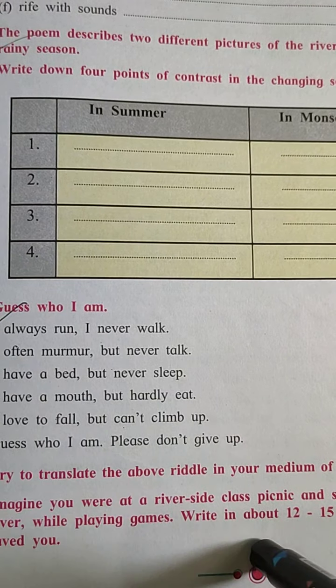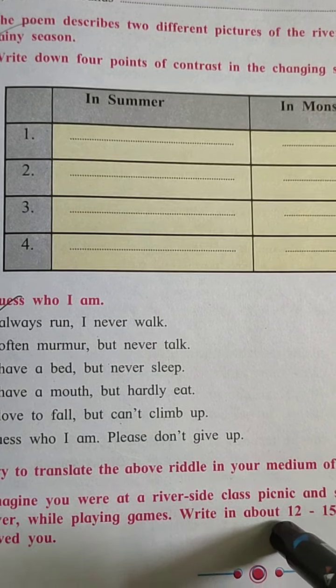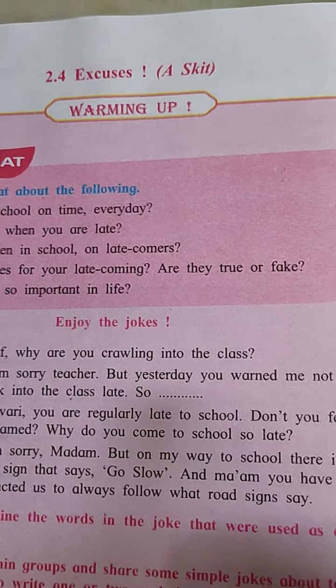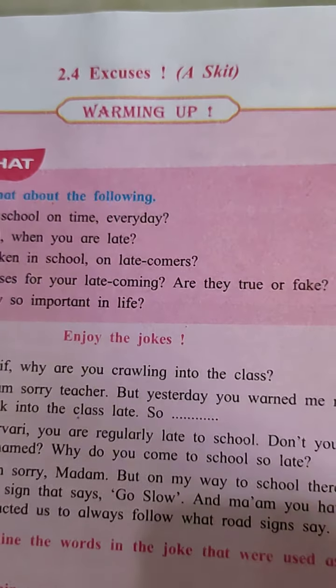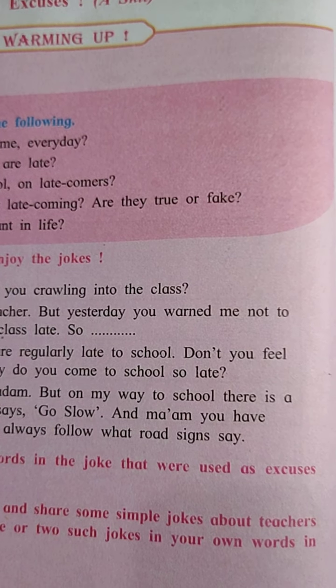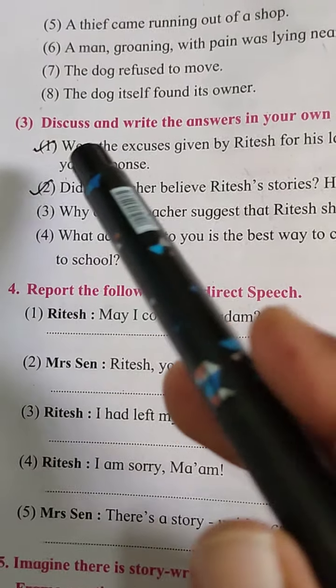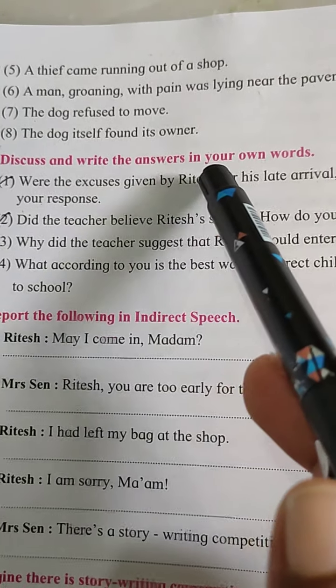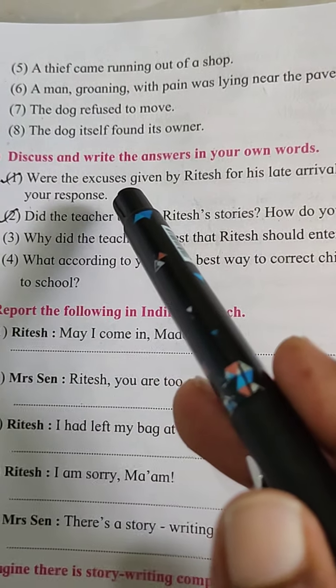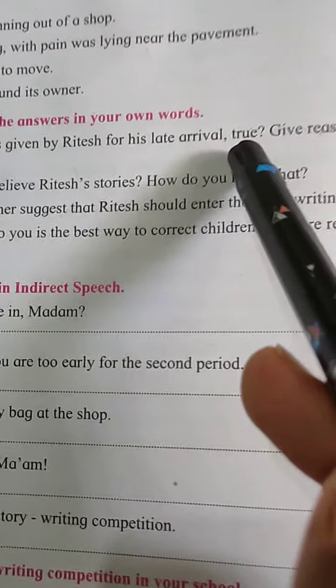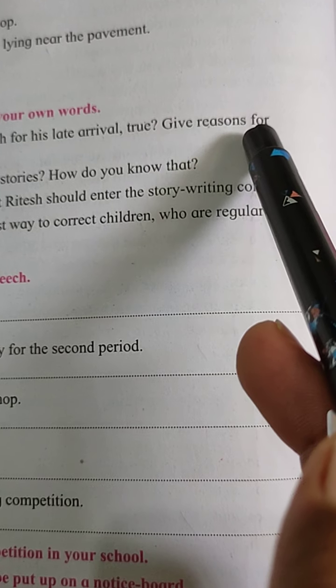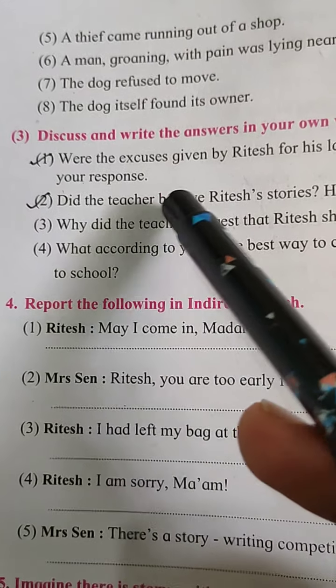The answer is river, nadi. Now let's begin with the skit, Excuses. The same questions we discuss here in the workshop. Discuss and write the answers in your own words. Were the excuses given by Ritesh for his arriving late true? Give the reason for your response.